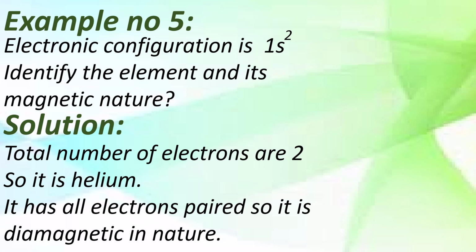The total number of electrons is 2. So it is helium, which belongs to the noble family. It has all electrons paired, so it is diamagnetic in nature, meaning weakly repelled by a magnetic field.